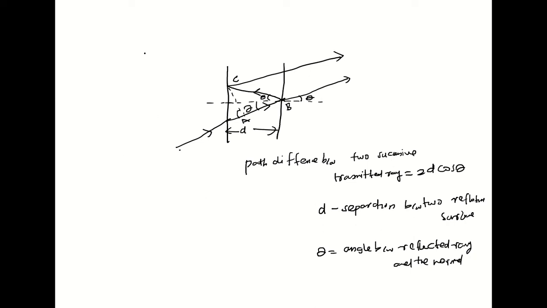Also, the phase difference between two successive rays can be represented as delta, equal to 2kd cos theta. If you substitute k as 2 pi by lambda, then you get 4 pi by lambda d cos theta.